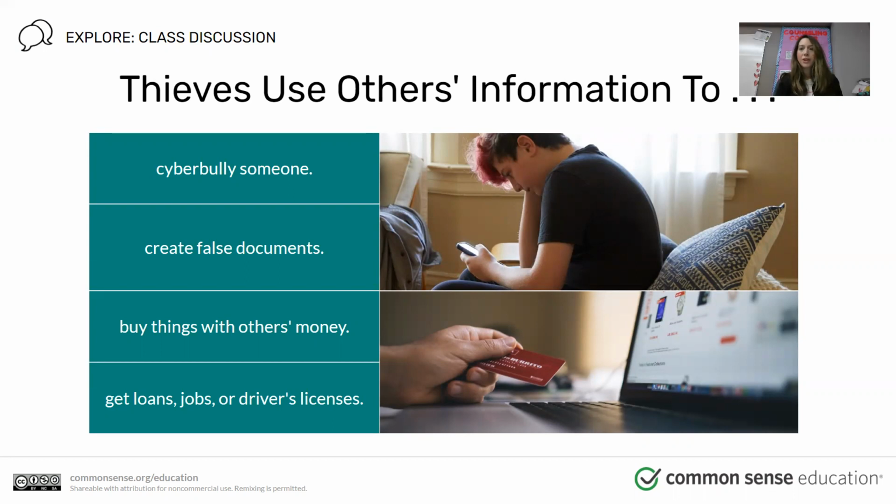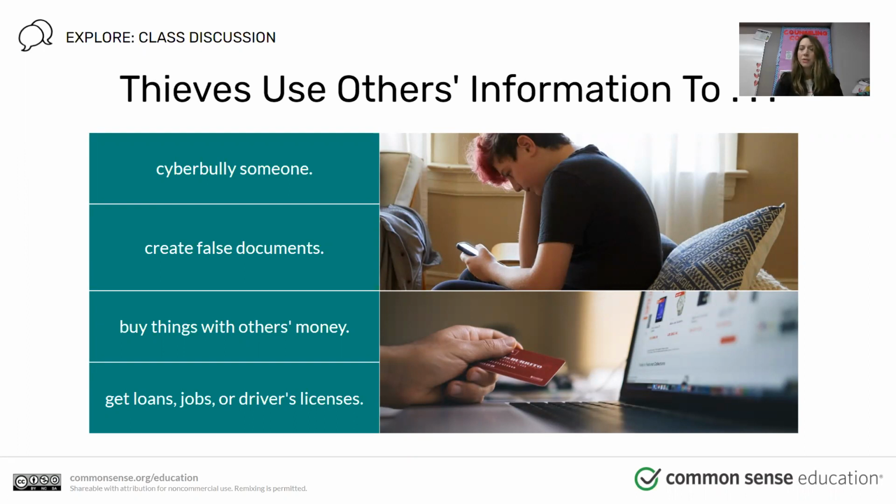They could create false documents. If they know enough about you, they could apply for different things with your information, like a new credit card. I've even heard stories of people who have applied for mortgages with someone else's identity, and then the person finds out, wait a minute, I don't have a house in that state, right? It's crazy.